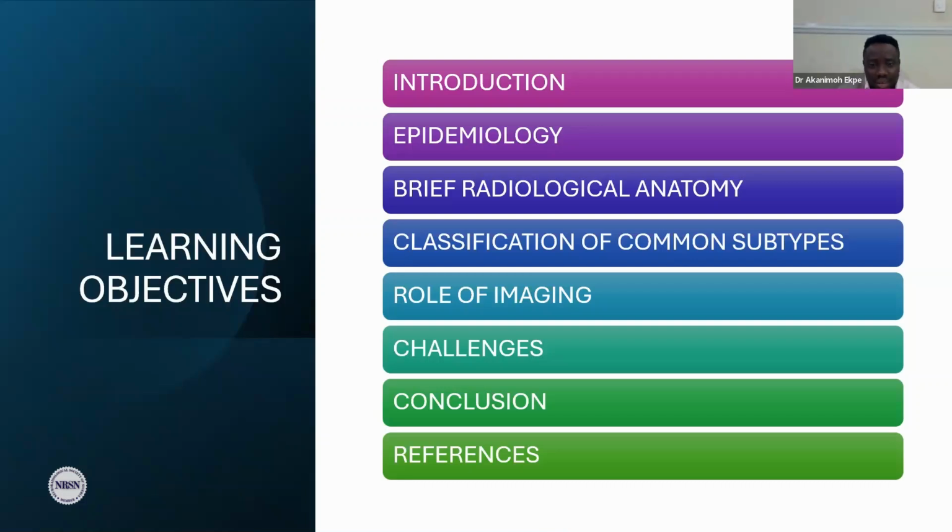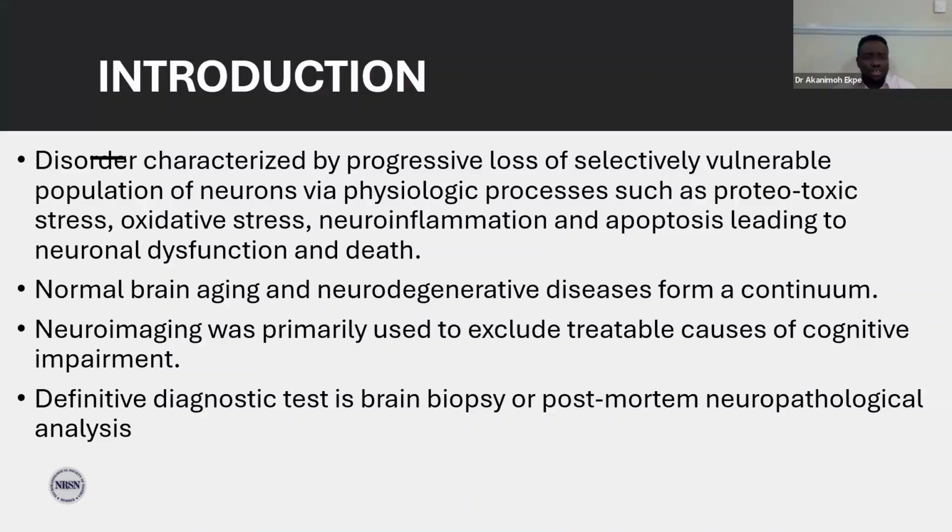that are encountered in dementia imaging, a conclusion. By way of introduction, dementia is basically a disorder that is characterized by progressive loss of selectively vulnerable population of neurons via physiologic processes, which will include proteolytic and oxidative phosphorylative stress, neuroinflammation, and apoptosis, which will be leading to neuronal dysfunction and death.